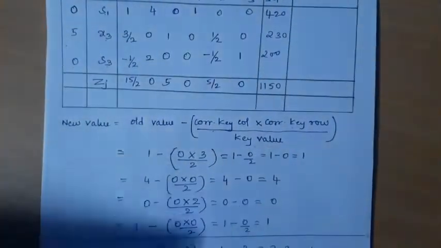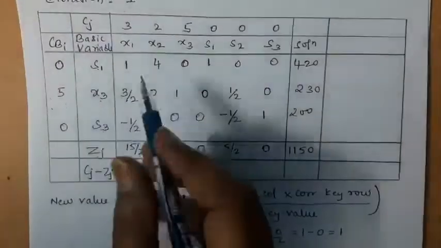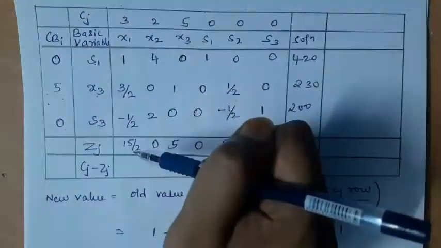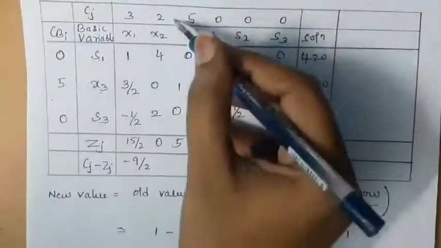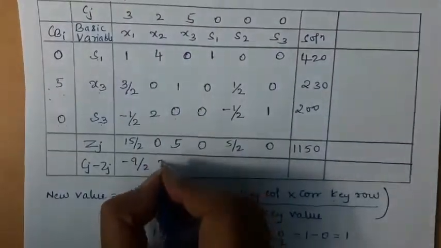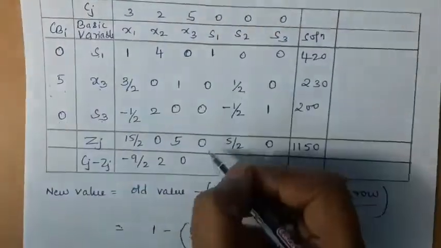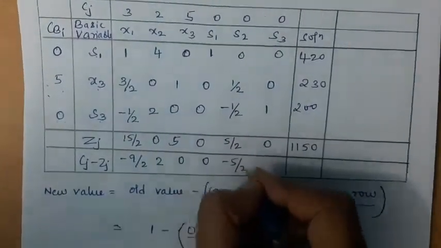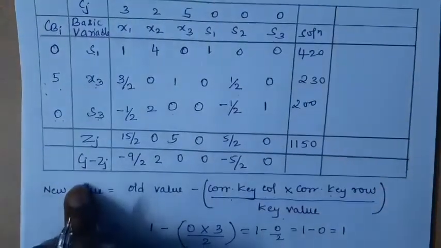So now we got Zj value. Now we need to find Cj minus Zj. We have Cj value, we have Zj value. Now let us find 3 minus 15 by 2. That is equal to minus 9 by 2. 2 minus 0, that is equal to 2. 5 minus 5, 0. 0 minus 0, 0. 0 minus 5 by 2, minus 5 by 2. 0 minus 0, 0. Now we got our Cj minus Zj value.